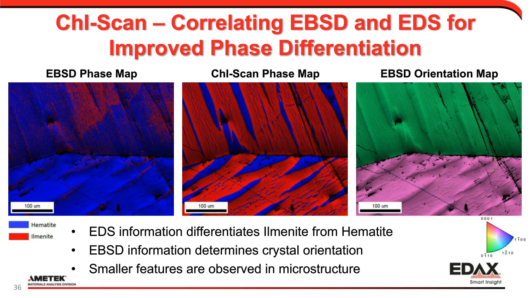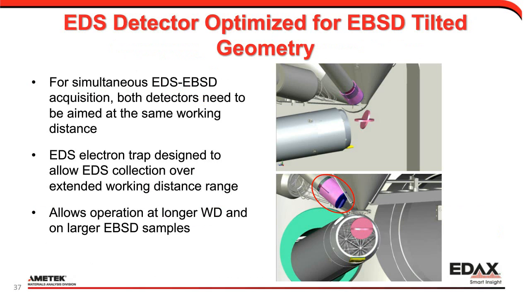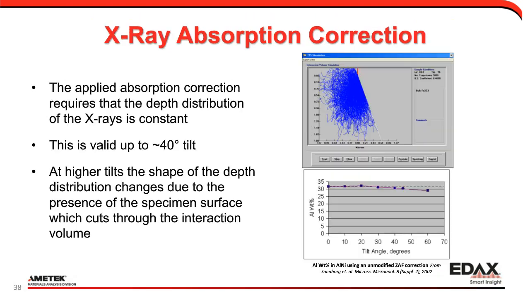Now, like I mentioned, we're tilted to 70 degrees for this kind of a collection. We've positioned the detectors and designed the detectors so that they work at this condition. They work over a larger working distance range, and we can look at these type of large samples. But we do need to be aware that when we are tilted to 70 degrees, the shape of the X-ray interaction and creation volume has now changed. And so the absorption path length, the corrections used for that change a little bit from those used for traditional EDS analysis.